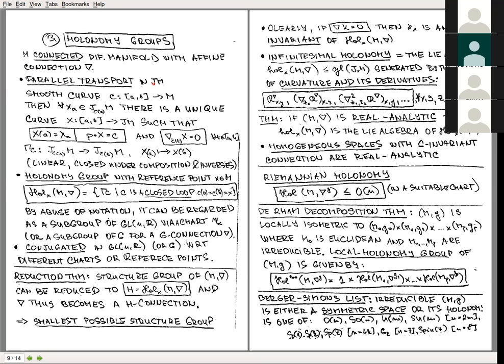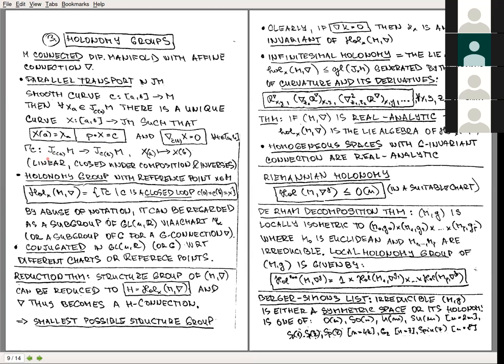We have the parallel transport in the tangent bundle. We have some curve c in M. Then for each starting tangent vector at the starting point c(a), there is a unique curve in the tangent bundle X(t) such that it starts at this prescribed X(a), projects onto the curve in the base manifold, and the tangent vector along the curve is covariantly constant, of course along the curve, in the direction of the tangent vector c dot (t). So this is the definition.